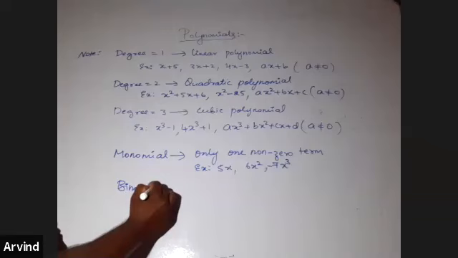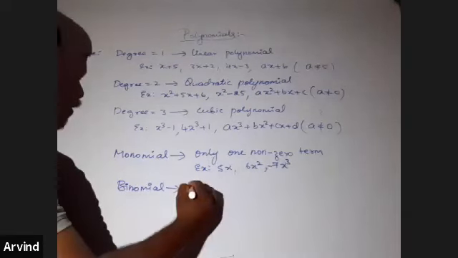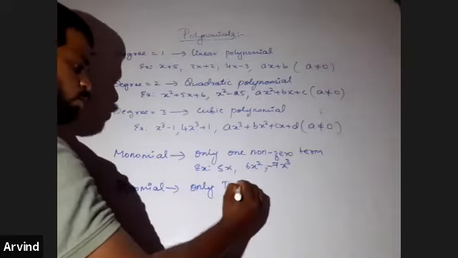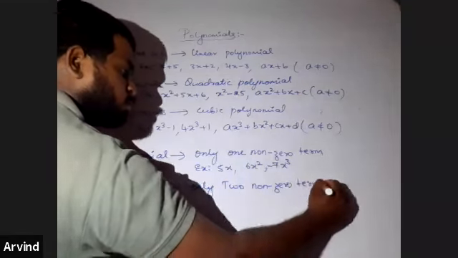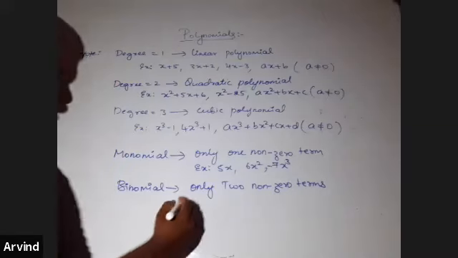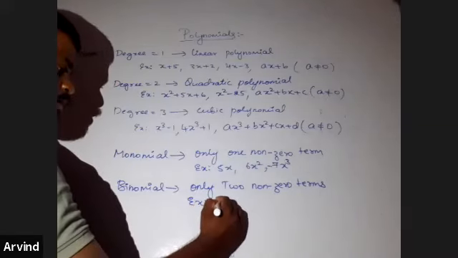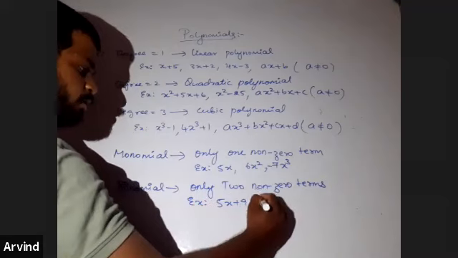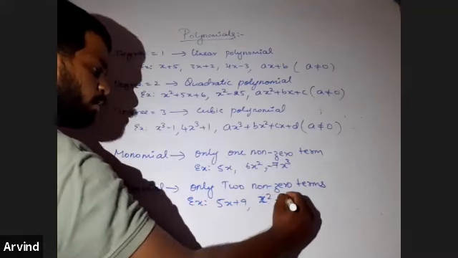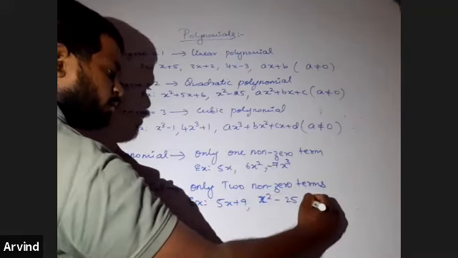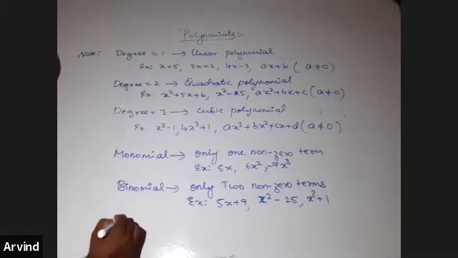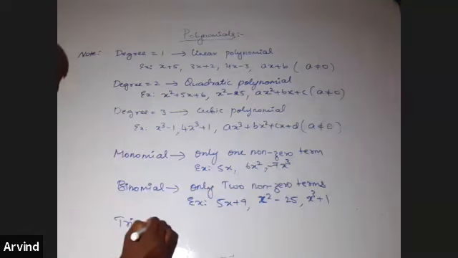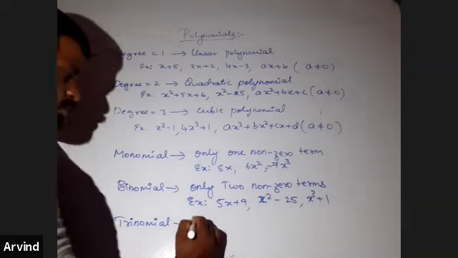Binomial: only two non-zero terms. Examples: 5x plus 9, x square minus 25, x cube plus 1, and so on. That's your binomial. Next, let's see trinomial. How many terms? Only 3 non-zero terms.